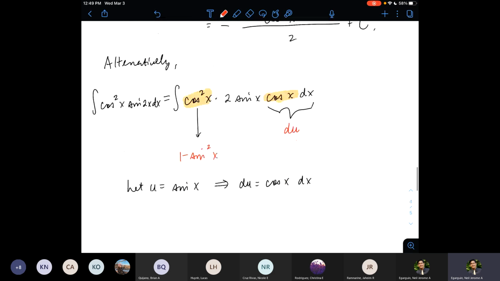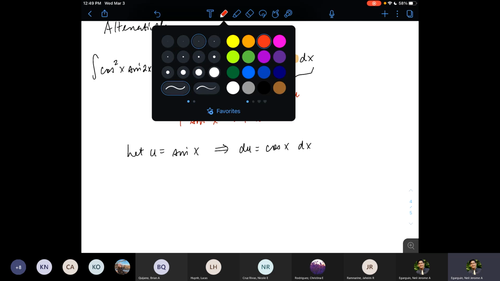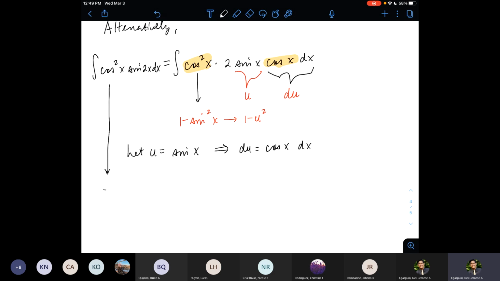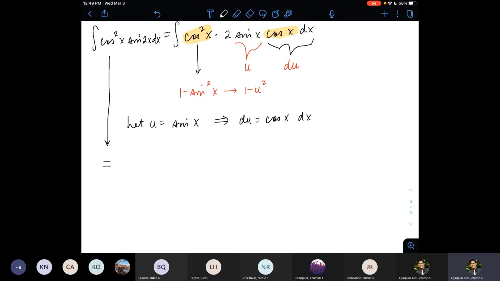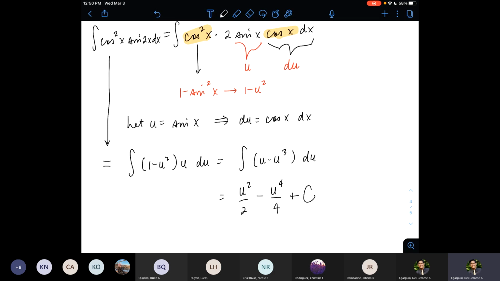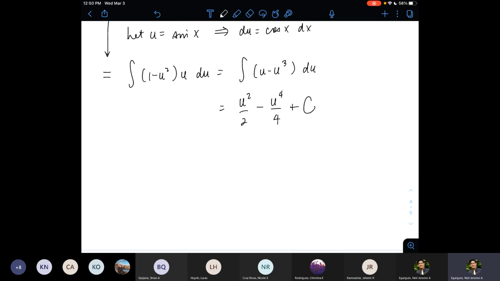So that means this will be, oh, why do we have a 2 there? Do we really have a 2? Yeah, we really have a 2. So this will be u, and then this will be 1 minus u squared. So technically, the original integral becomes the integral of 1 minus u squared times u times du, which is the integral of u minus u cubed du, which is u squared over 2 minus u to the fourth all over 4 plus the arbitrary constant c.